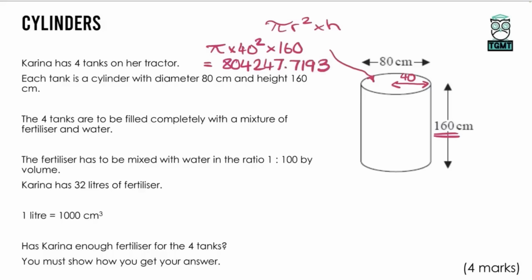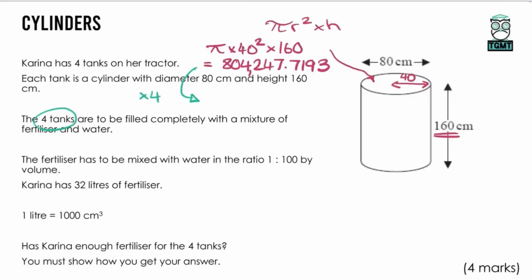804,247.7193. And there we go, that is the volume of one tank, 804,247.7193 centimetres cubed. Now it says here that we are going to have 4 tanks. Well, she has 4 tanks. So we need to multiply this by 4. That's going to give us the volume of all 4.